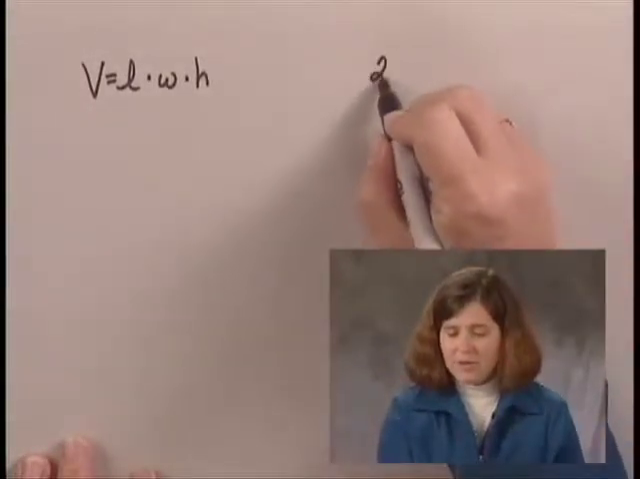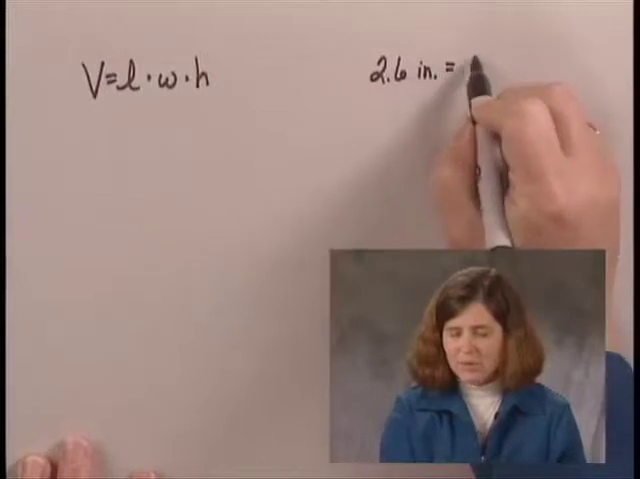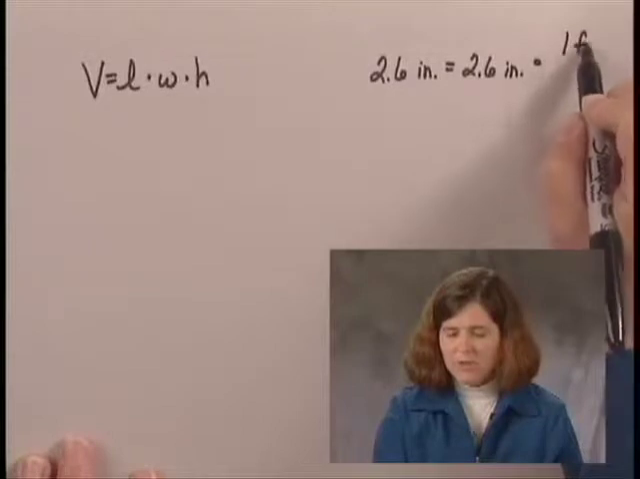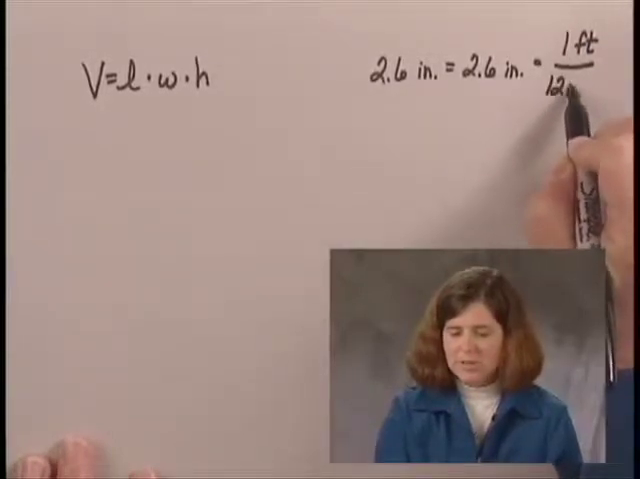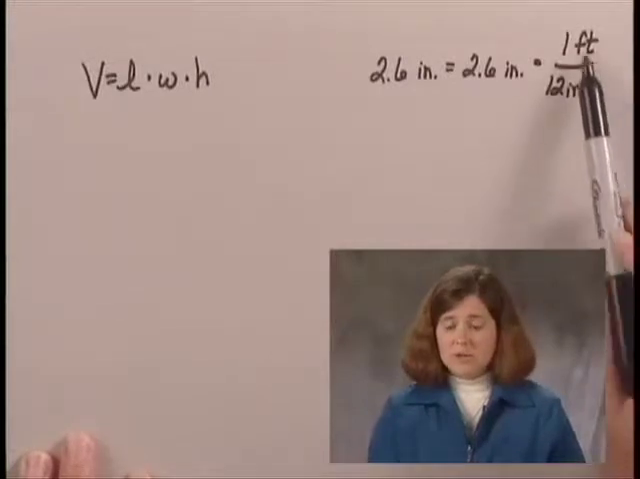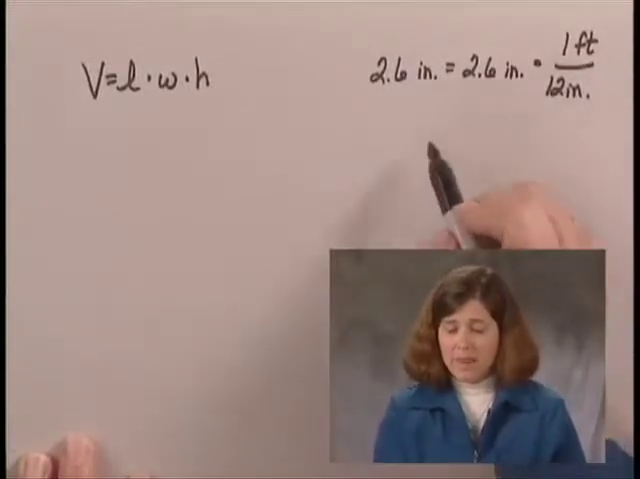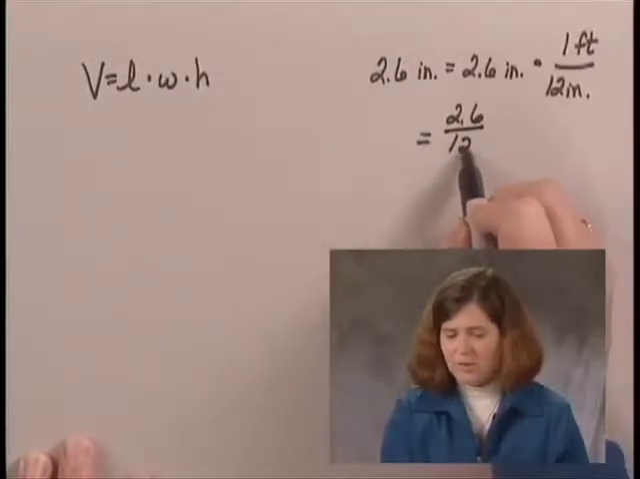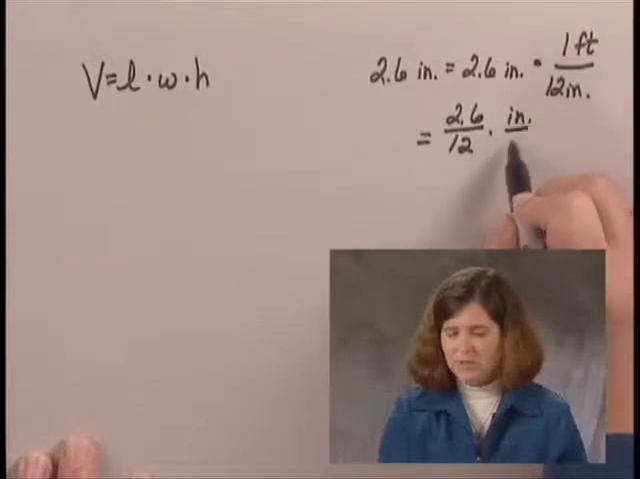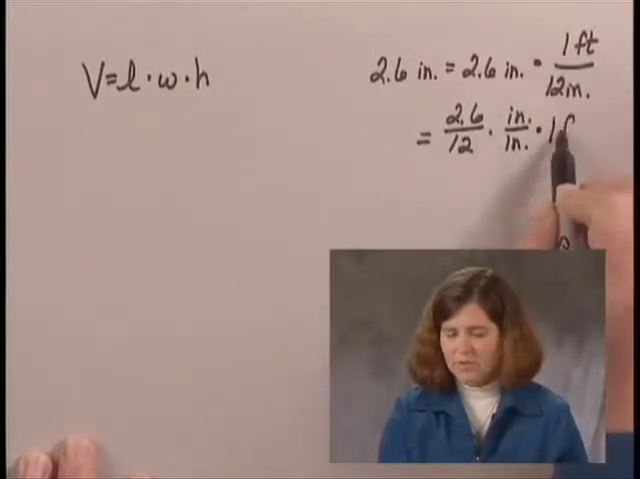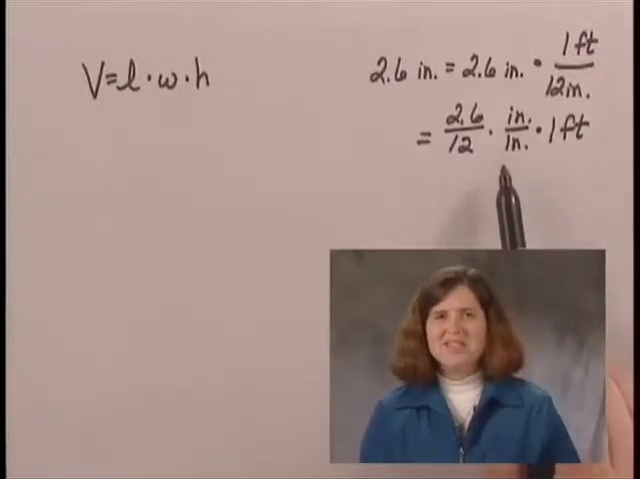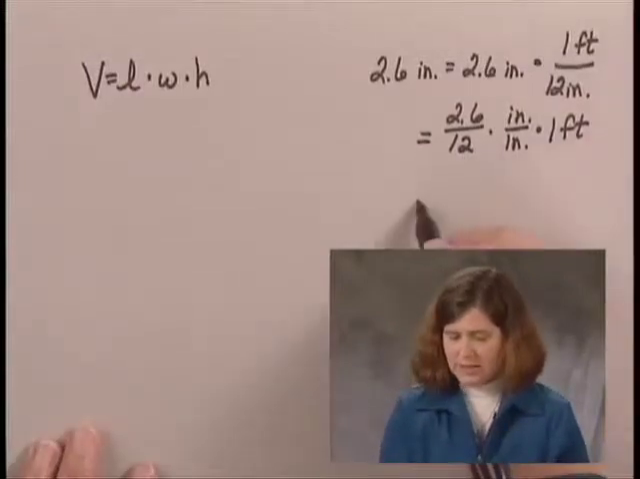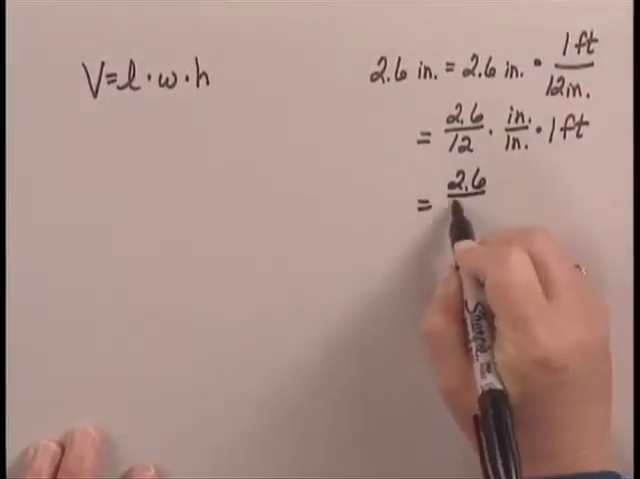We have 2.6 inches equals 2.6 inches times 1 foot over 12 inches. Since 1 foot equals 12 inches, this is the same as multiplying by 1. Well, this gives me 2.6 over 12 times inches over inches times 1 foot. Inches over inches is 1, so we have 2.6 over 12 feet. And I'm just going to leave it in that form for now.